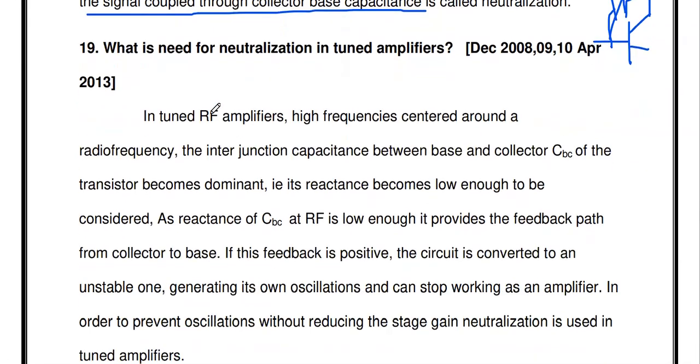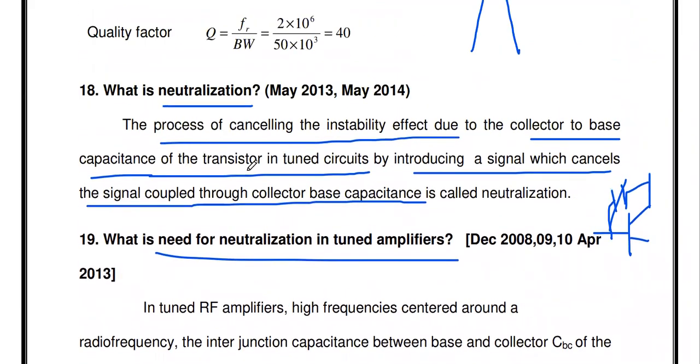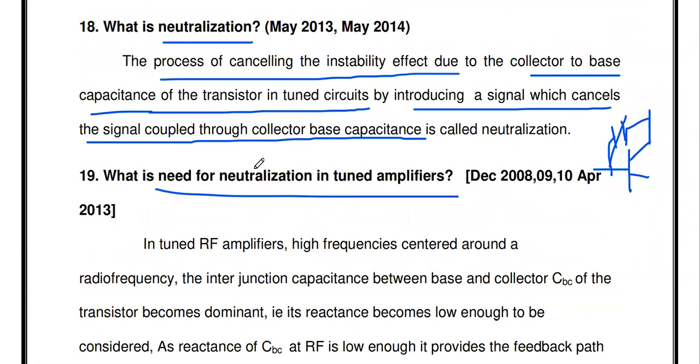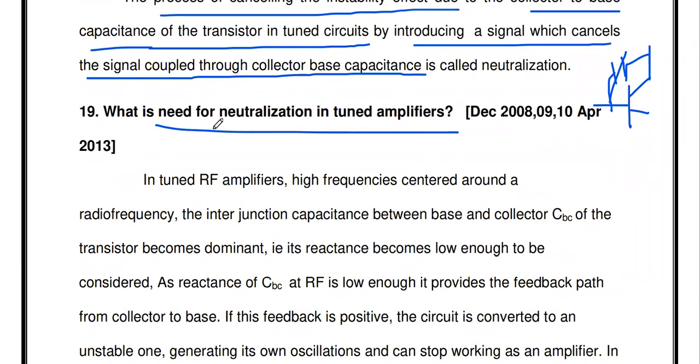Then what is the need for neutralization in a tuned amplifier? It's a 2010, 2013 question. What is the need for neutralization? Neutralization we discussed: the process of cancelling the instability effect produced by the collector base capacitance is called neutralization. So what is the need?